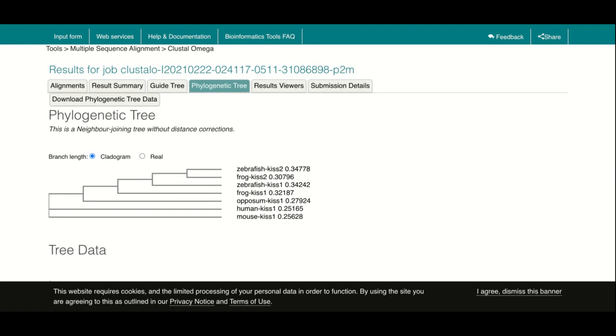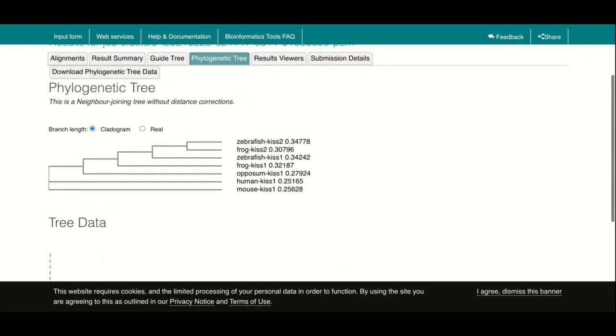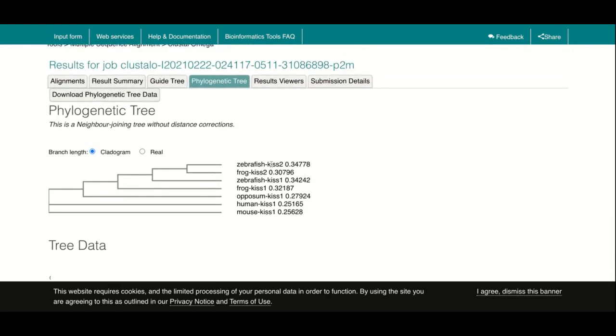So this is actually showing to you that kiss 2, these two, are more similar to each other, even though they are in different species, than kiss 1 to kiss 2. All right, so this formed that branch of these two being the two closest ones, and the two least related to all of them are the human kiss 1 and the mouse kiss 1, because they don't meet the node.